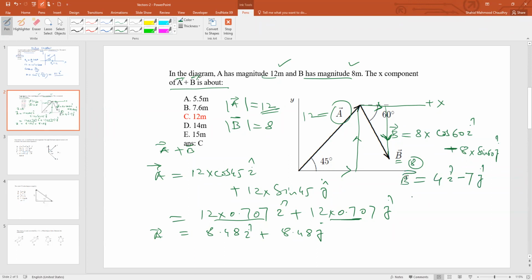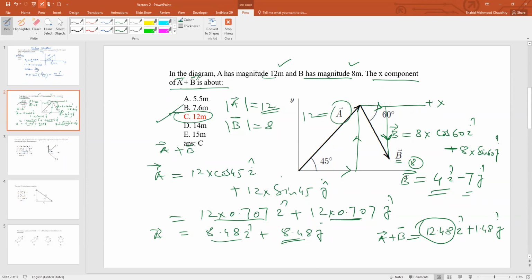Now you can find A plus B. So a plus b, when you find, you just add this with this one and this with this one. So the answer is 12.48 i plus 1.48 j. So he is asking the x component of a plus b is about. So the x component is this one. So his answer is around 12. Okay. So you can take this one.